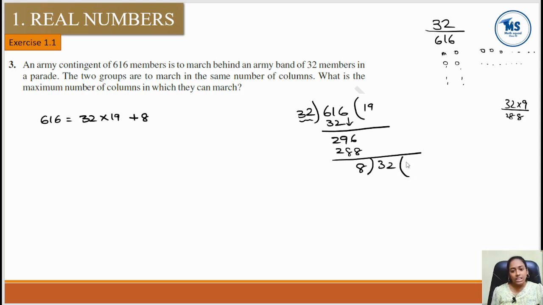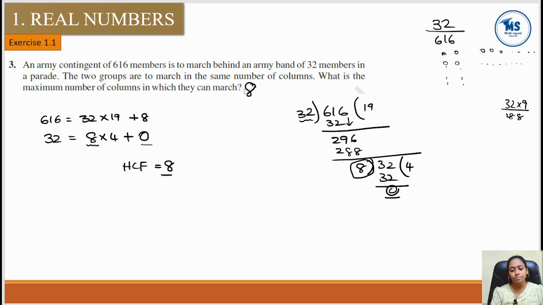8 1s are 8, 8 2s are 16, 8 3s are 24, 8 4s are 32, no? 8 4s are 32. So the remainder is 0. The previous divisor is 8. So the final step would be 32 is equal to 8 into 4 plus 0. Since the remainder is 0, the previous divisor 8 is the HCF of the given numbers. Therefore, HCF equals 8. Therefore, the maximum number of columns in which they can march is 8.